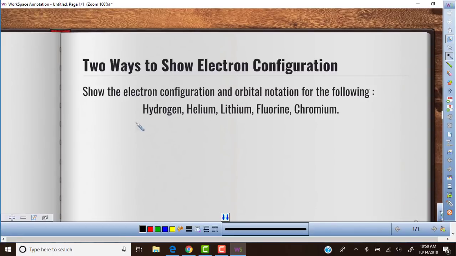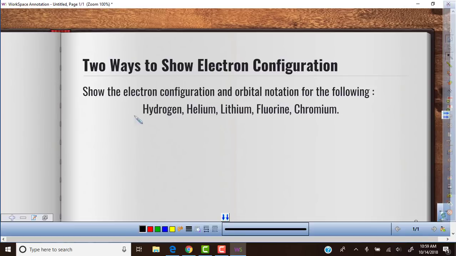So the question states, show the electron configuration and orbital notation for the following: hydrogen, helium, lithium, fluorine, and chromium. So if you don't have a periodic table out, I would highly recommend you get one out now. So pause the video and get out a periodic table. Do it. Now. I'll wait.